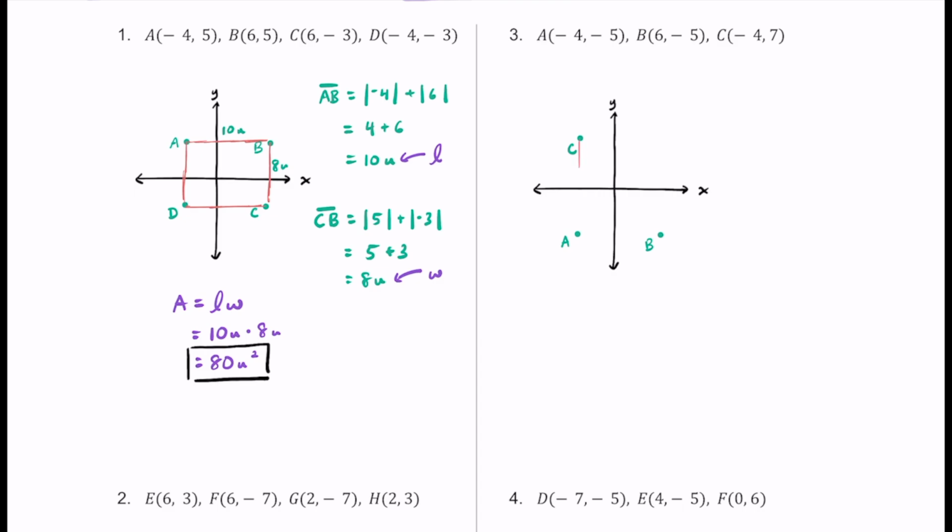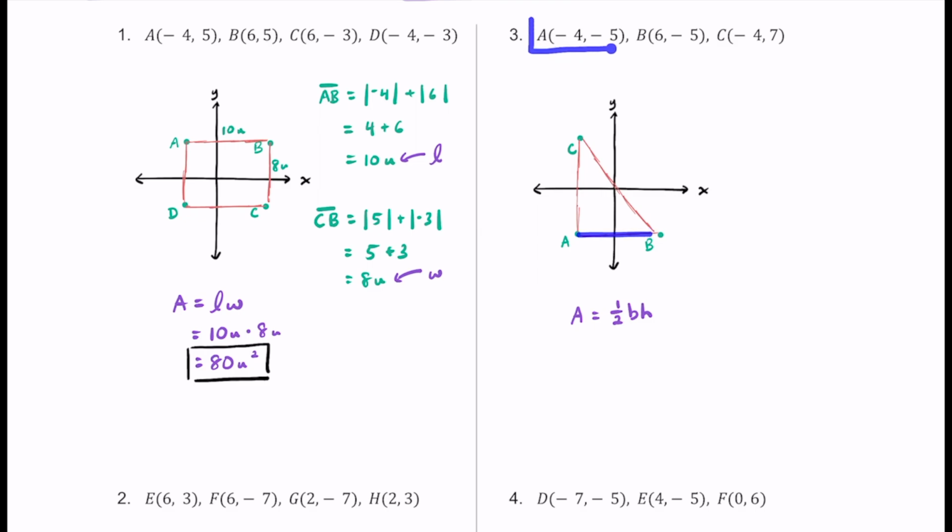So these are our 3 points, and if we connect each of these points together, we're going to see that we do have a triangle. Now remember, to find the area of a triangle, that formula is going to be something like 1/2 base times height, or base times height divided by 2. So we really need to find out the base and the height. Now this right here would be the base, AB.